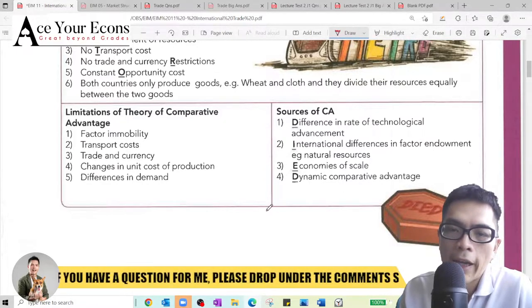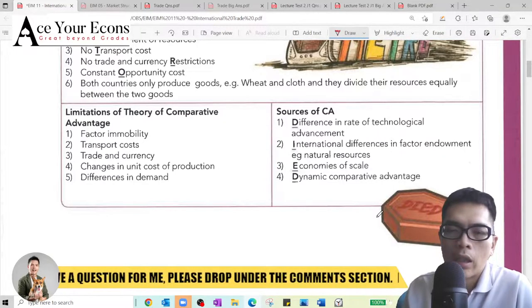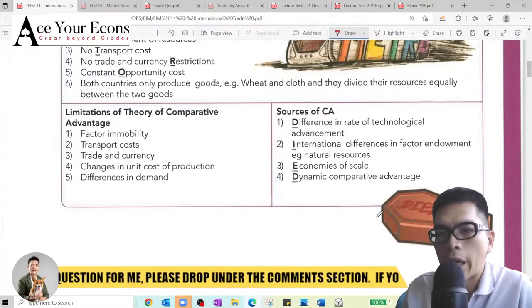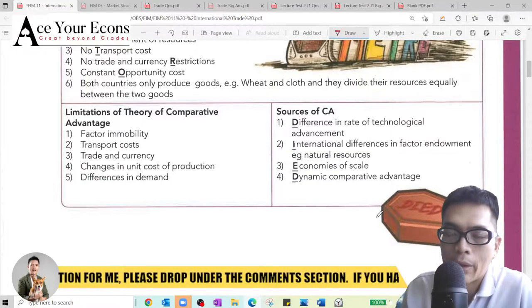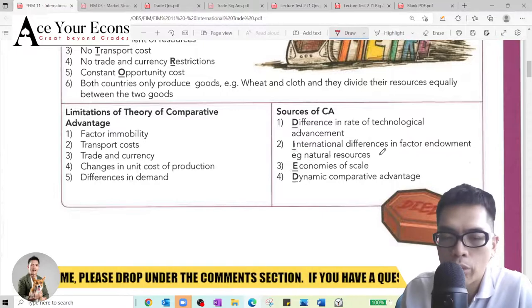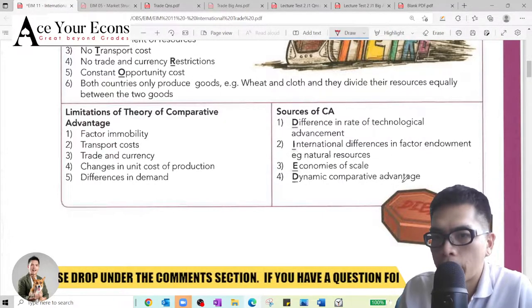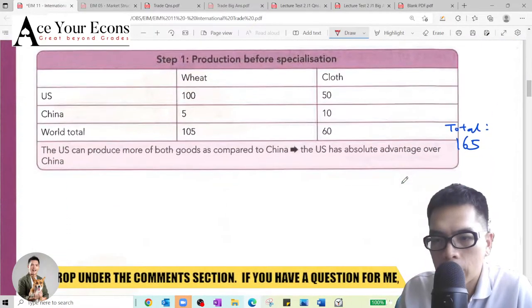Dynamic comparative advantage means that your comparative advantage can be cultivated. It can be built over time. So later on in the time practice, you probably can see this as well. So know this table by heart. It's going to be tested in a short while.